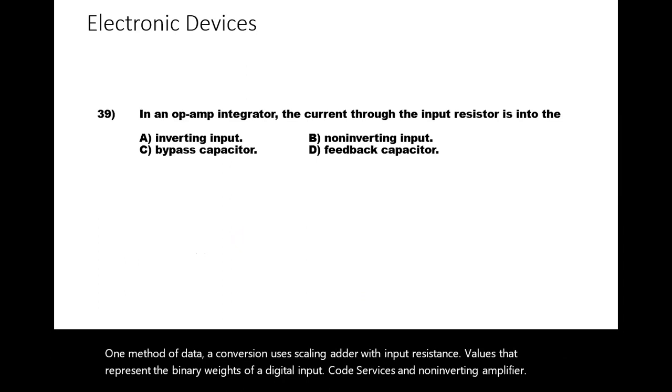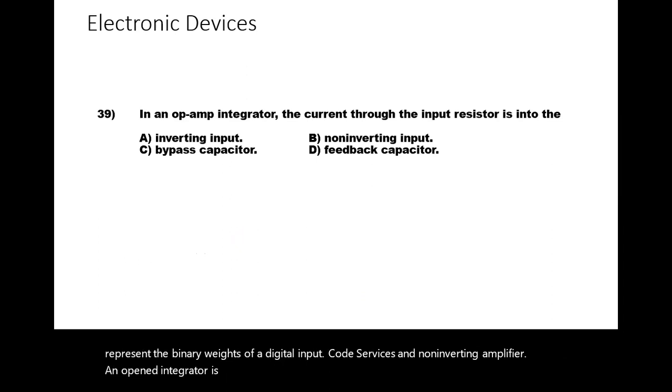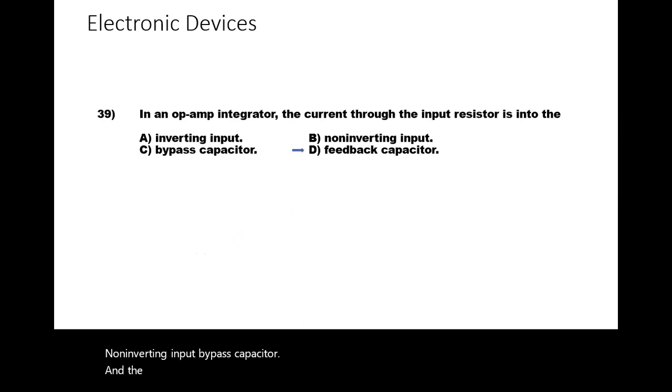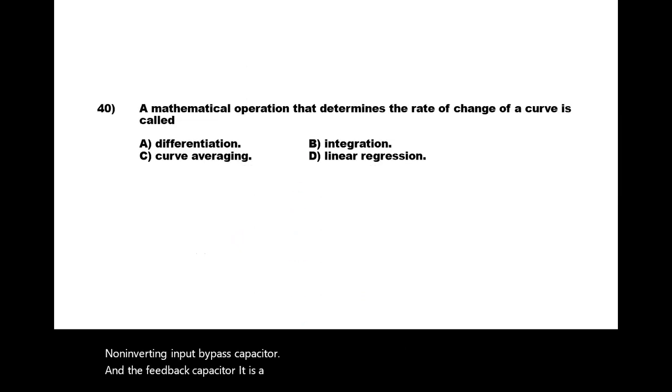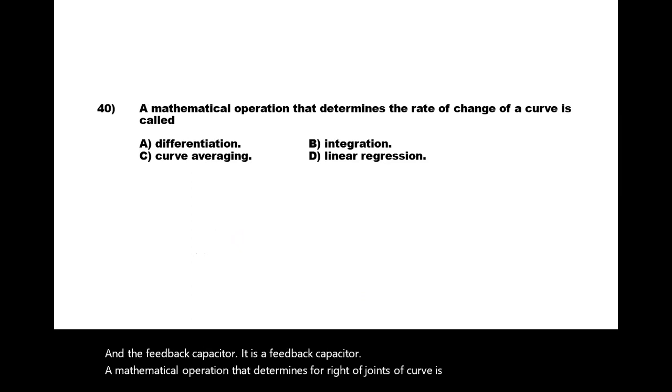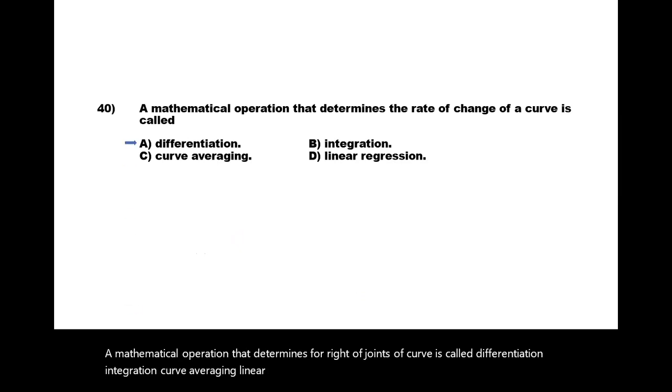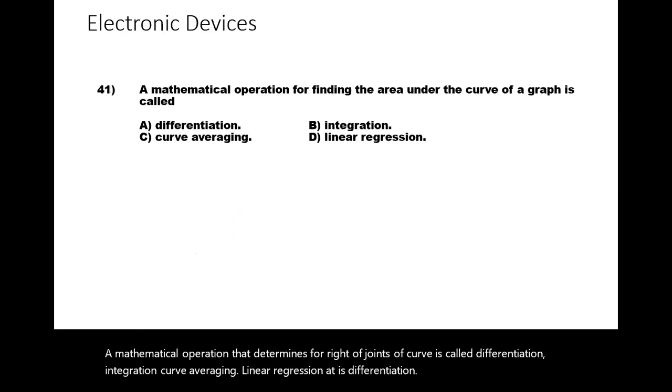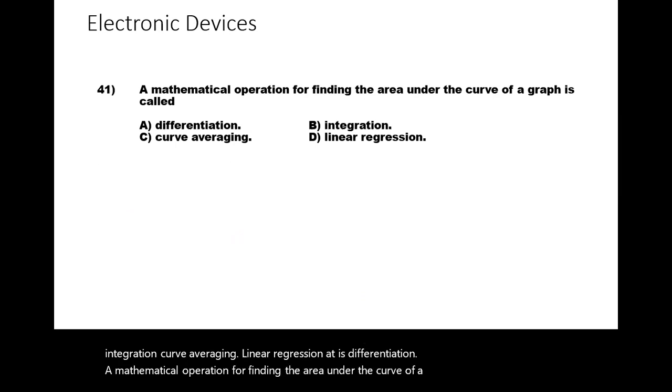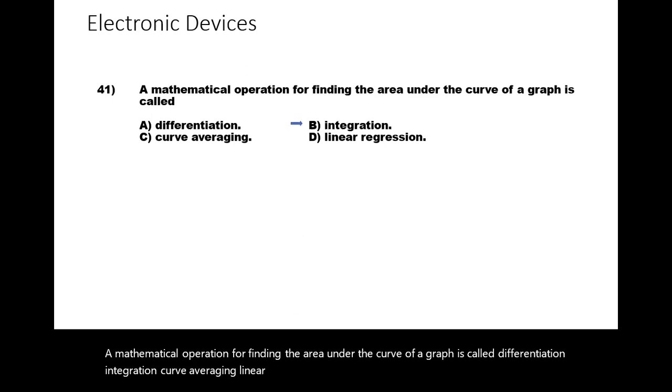In an op-amp integrator, the current through the input resistor is into the inverting input, non-inverting input, bypass capacitor, or a feedback capacitor? It is a feedback capacitor. A mathematical operation that determines the rate of change of a curve is called differentiation, integration, curve averaging, or linear regression? It is differentiation. A mathematical operation for finding the area under a curve of a graph is called differentiation, integration, curve averaging, or linear regression? It is integration.